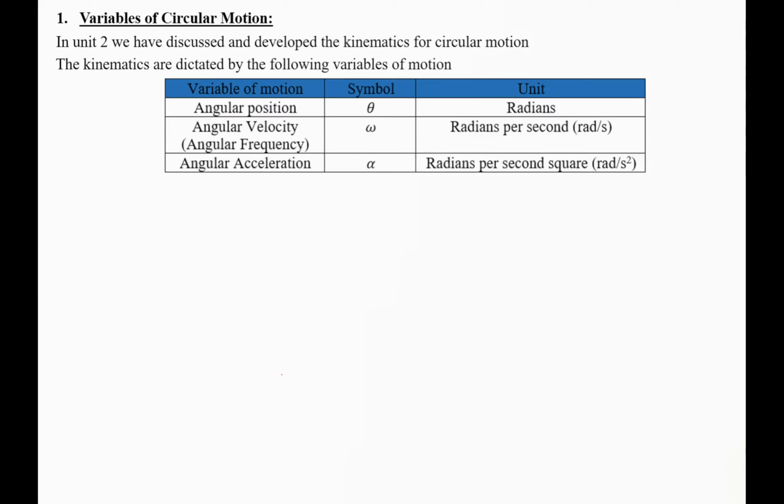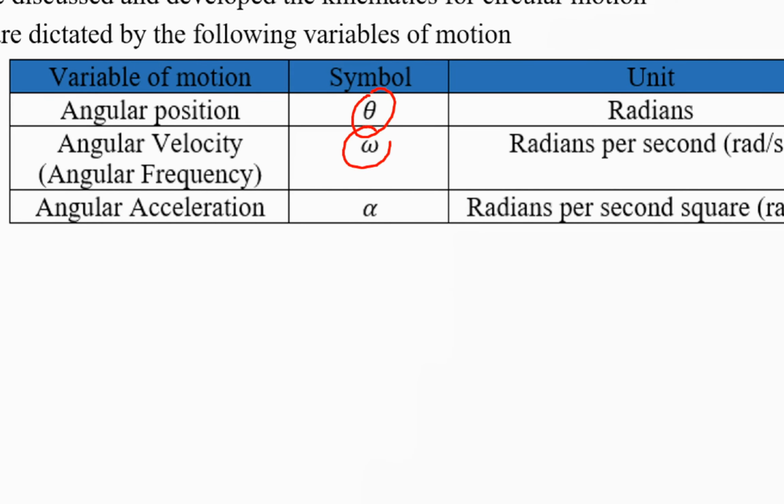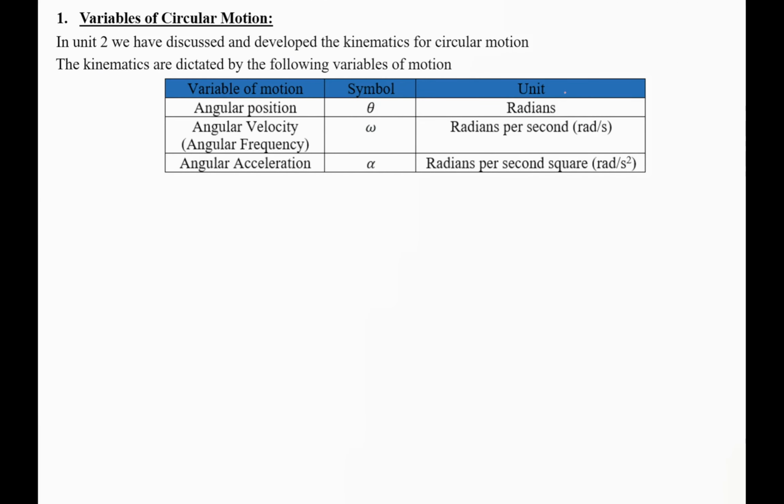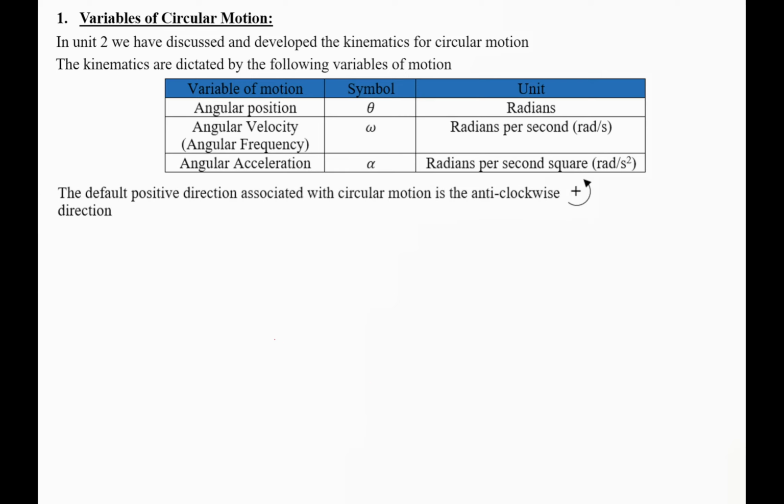In Unit 2 we have discussed and developed the kinematics for circular motion. The kinematics are dictated by the following variables of motion: the angular position theta, the angular velocity omega, and the angular acceleration alpha. The unit of theta is radians, the unit of omega is radians per second, and the unit of alpha is radians per second squared. The default positive direction associated with circular motion is the anti-clockwise direction, while the negative direction would be the clockwise direction, as we have seen previously.